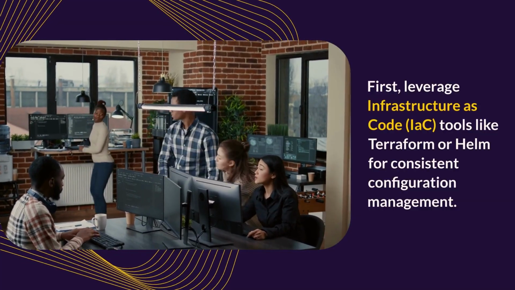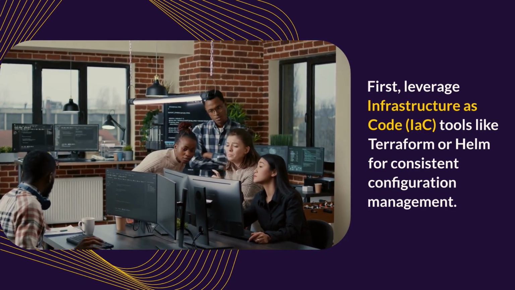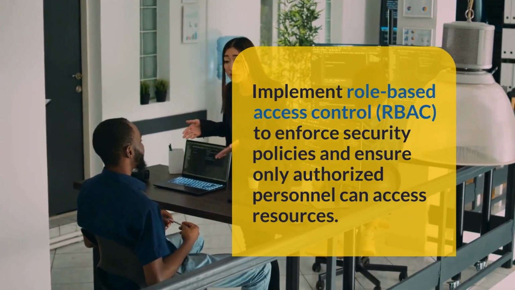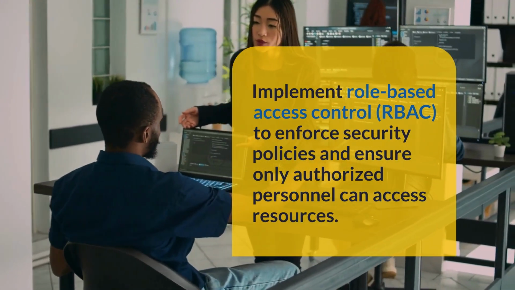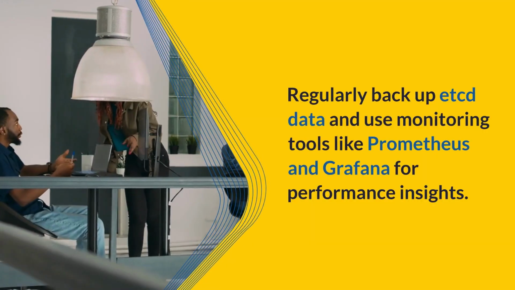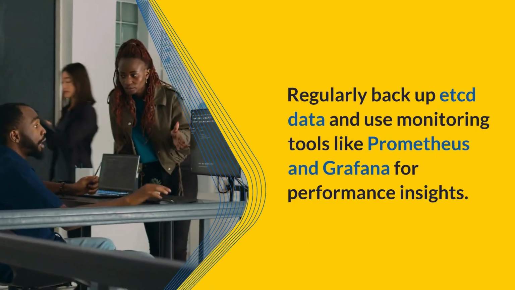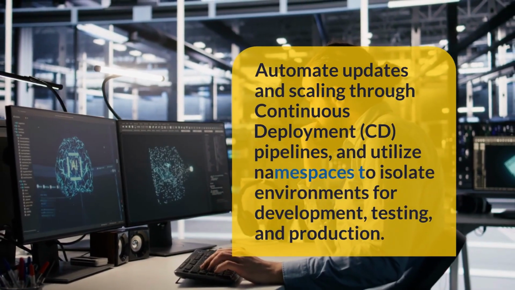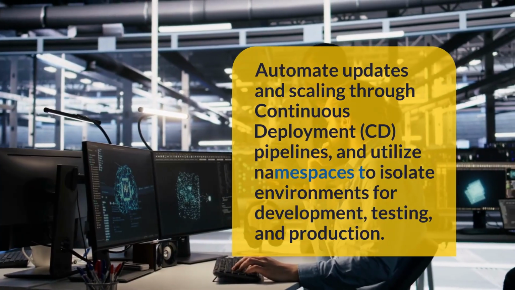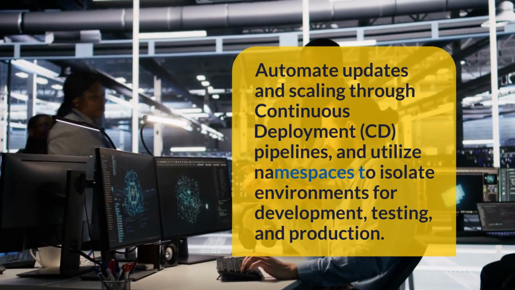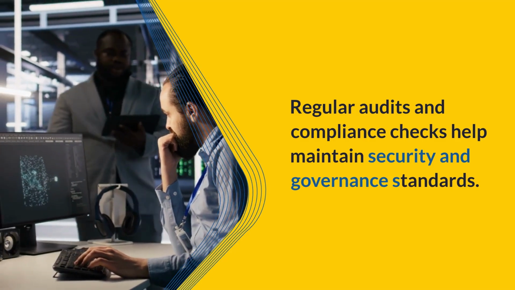First, leverage infrastructure as code, IaC, tools like Terraform or Helm for consistent configuration management. Implement role-based access control, RBAC, to enforce security policies and ensure only authorized personnel can access resources. Regularly back up etcd data and use monitoring tools like Prometheus and Grafana for performance insights. Automate updates and scaling through continuous deployment, CD, pipelines, and utilize namespaces to isolate environments for development, testing, and production. Regular audits and compliance checks help maintain security and governance standards.